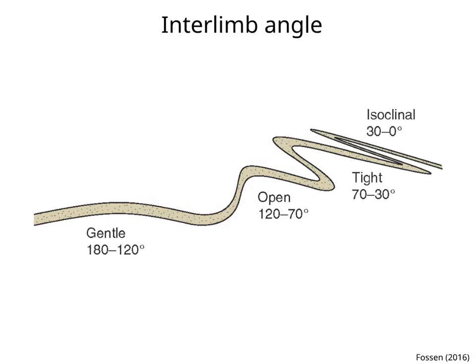Isoclinal folds have interlimb angle between 0 and 30 degrees. Tight folds have interlimb angle between 30 and 70 degrees. Open folds have interlimb angle between 70 and 120 degrees. And gentle folds have interlimb angle between 120 and 180 degrees.